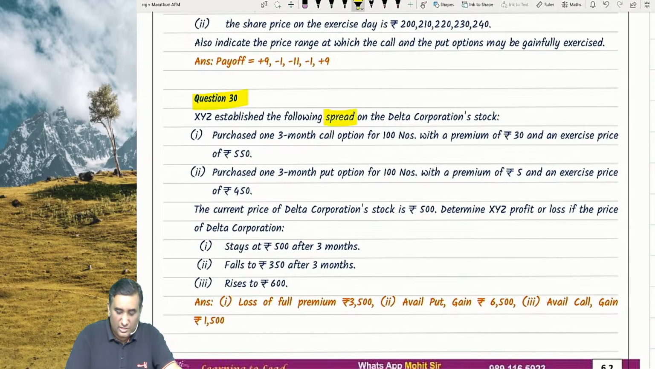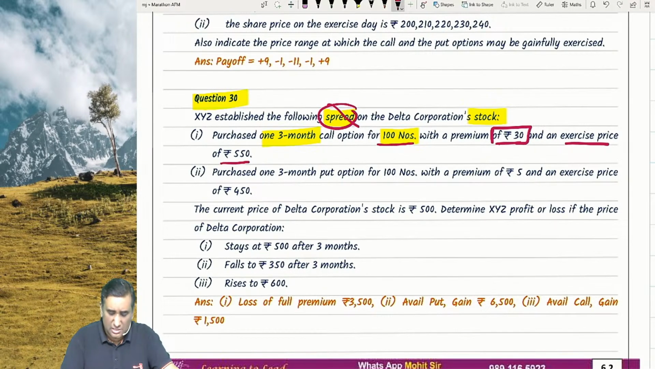XYZ established the following spread on the Delta Corp stock: purchased a 3-month call option, 100 numbers, with a premium of 30 and exercise price of 550. The spread word is given wrongly, so don't read the word spread. Spread is not this strategy; spread is something else. The 100 number is basically the lot size.